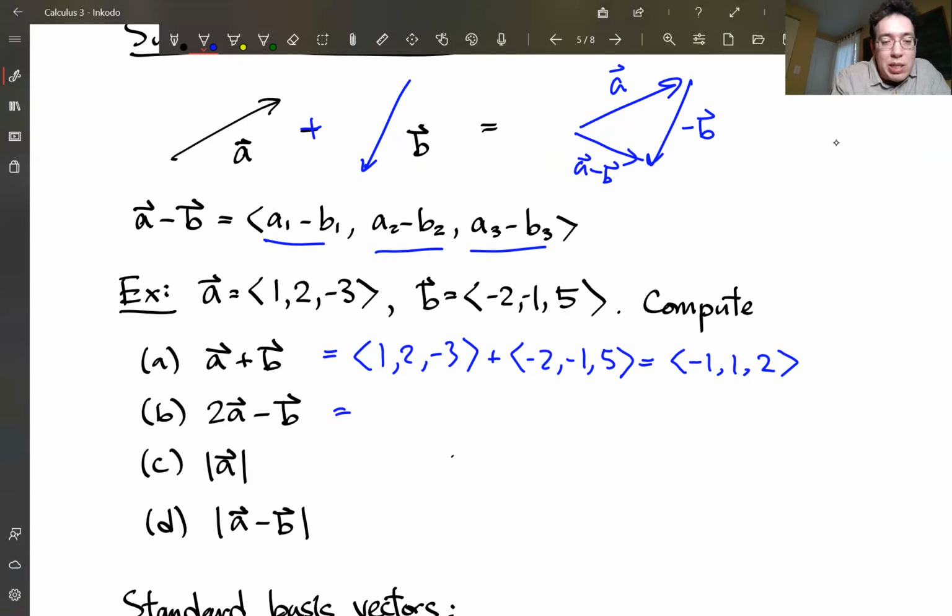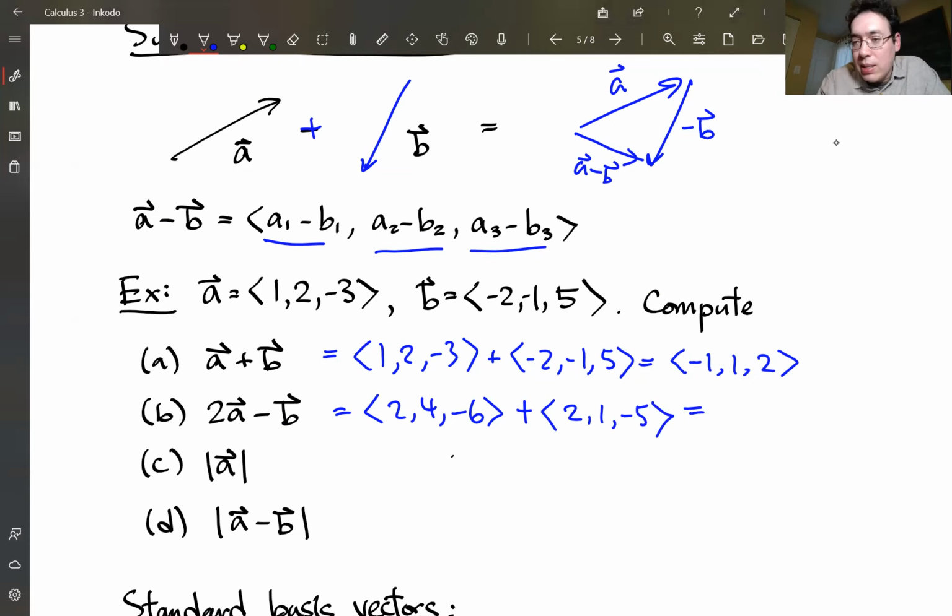What we could do is compute the 2a. So that's the vector 1, 2, -3 multiplied by 2. So 2, 4, -6 minus -2, -1, 5, or maybe we could add 2, 1, -5, just flip the sign on each of the components. And now I can just add the components together.